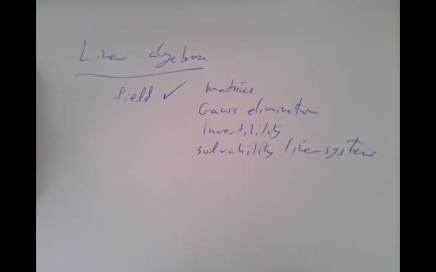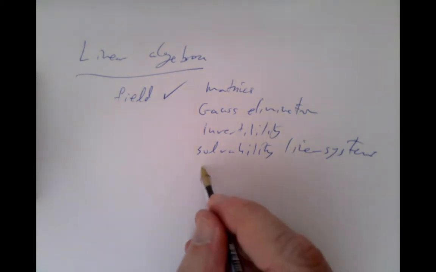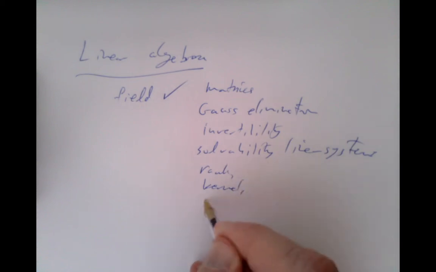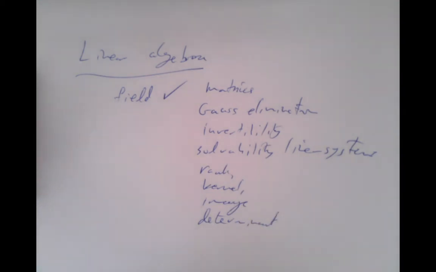You can look at things like kernels and images and all that stuff. So ranks and kernels and images. You can look at things like determinants. You can calculate them using the same formula. You can look at eigenvalues or eigenvectors.